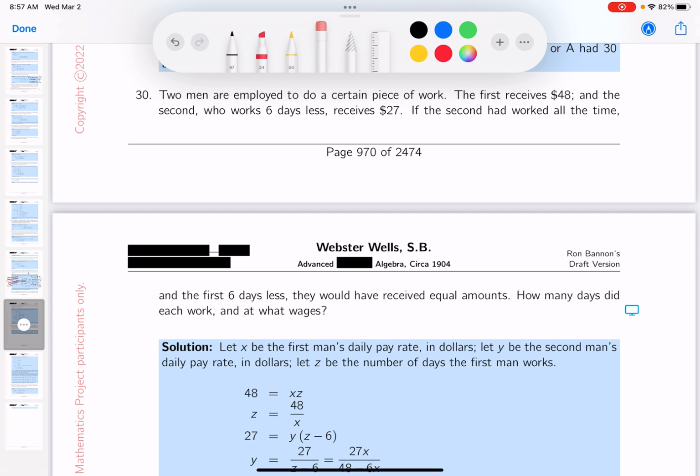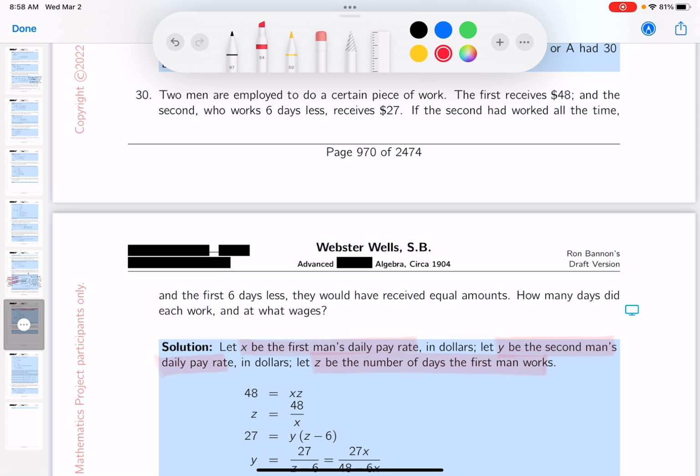So it's time for me to start to abstract. So I'm going to say over here that I don't know their daily rates. So I'm going to say X represents the daily rate of the first man, and Y represents the daily rate of the second man. And this is in dollars, of course. And then I'm going to go on and say that the number of days the first man works is Z. So I want to make sure that you understand, you may choose different letters, but these are the meanings of my letters. So X represents the first man's daily rate, Y is the second man's daily rate, and Z is the number of days the first man works.